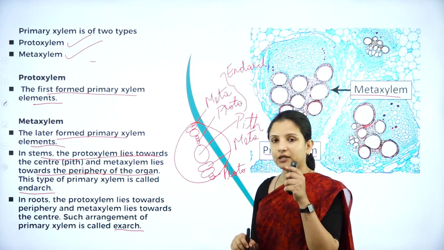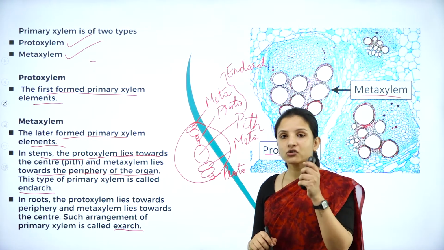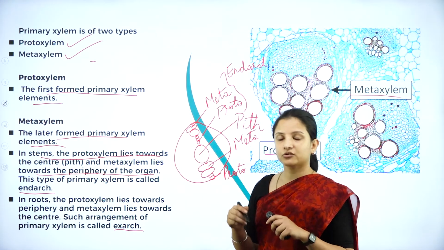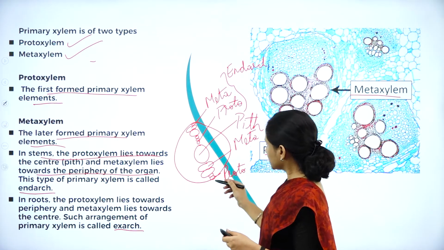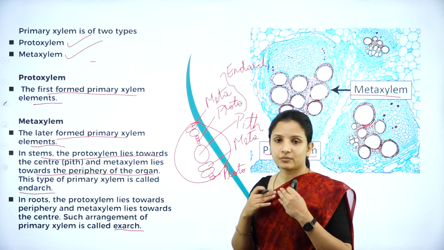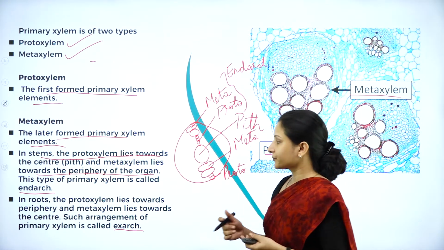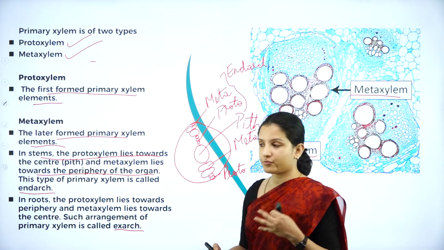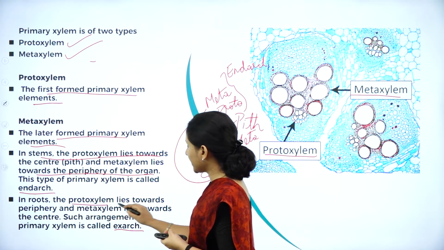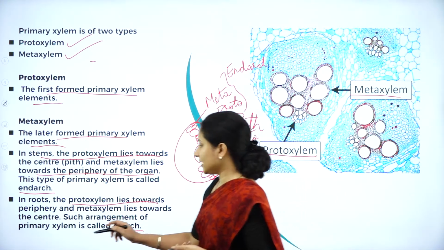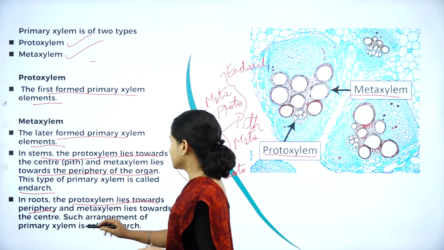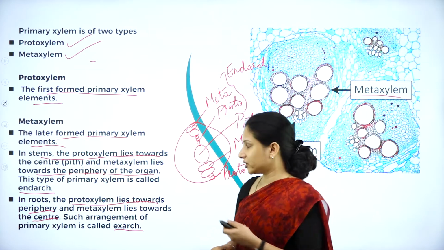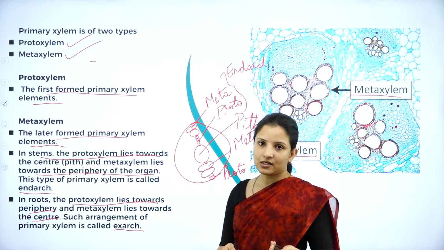So especially we need to consider the position of the protoxylem here. Protoxylem is inside towards the pith, so it is endarch. Here protoxylem is outside towards the periphery, therefore it is exarch. So in roots, usually the exarch condition of xylem arrangement is seen, wherein the protoxylem lies towards the periphery and the metaxylem lies towards the center, that is towards the pith. Such an arrangement of the primary xylem is called exarch.